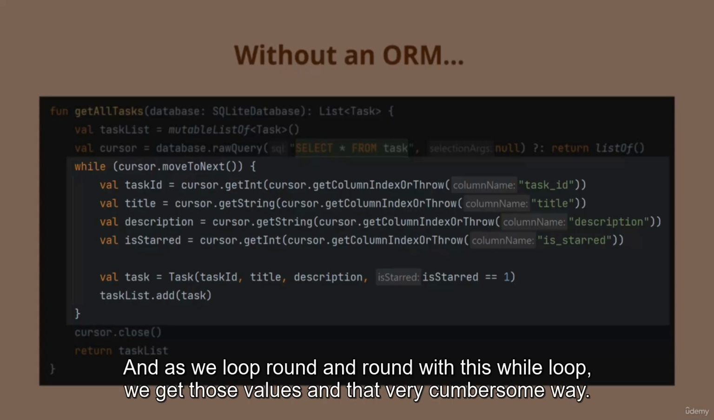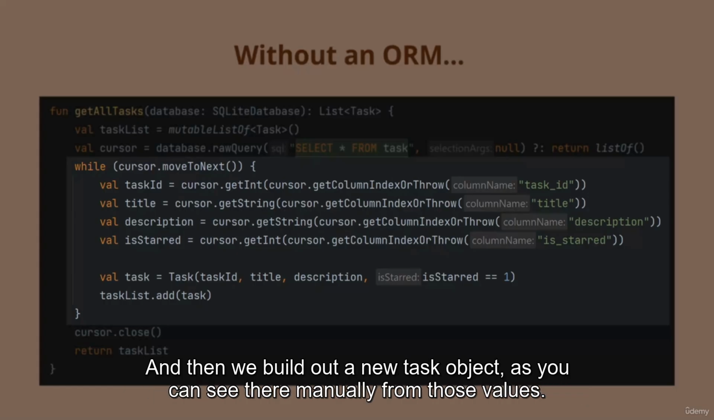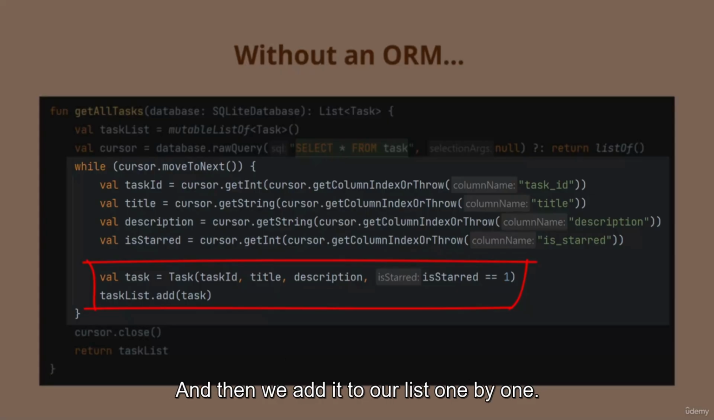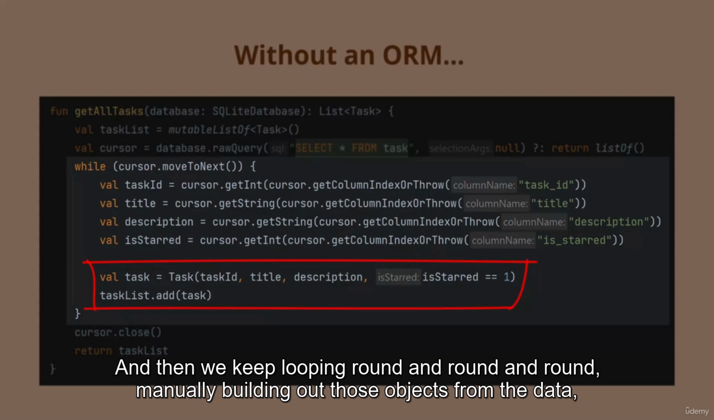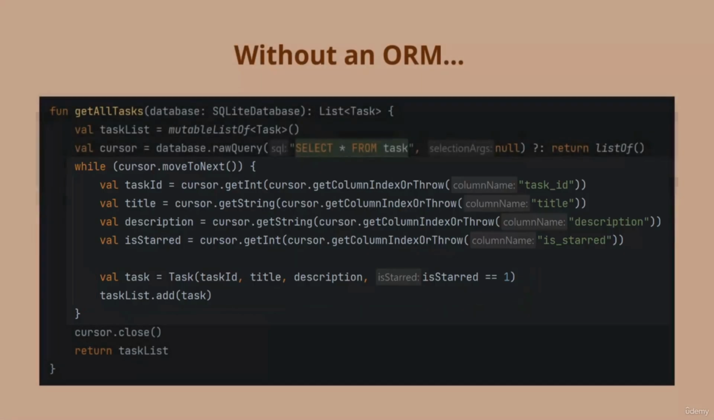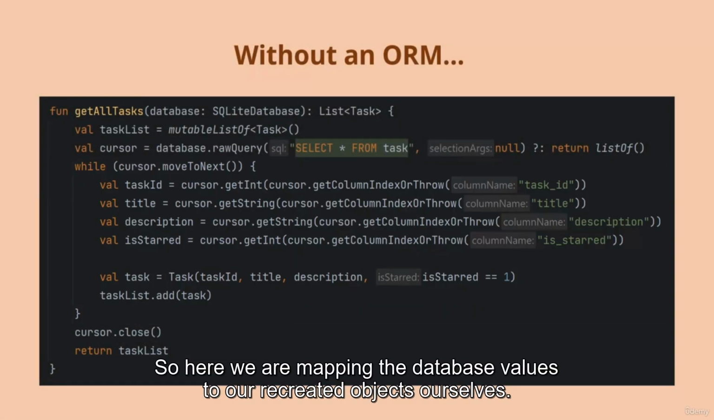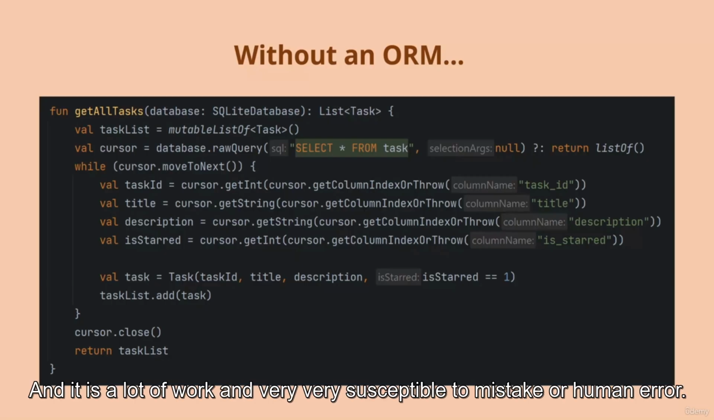Very, very cumbersome. And as we loop round and round with this while loop, we get those values in that very cumbersome way, and then we build out a new task object, as you can see there, manually from those values, and then we add it to our list one by one, and then we keep looping round and round and round, manually building out those objects from the raw data in the database. So here we are mapping the database values to our recreated objects ourselves, and it is a lot of work and very, very susceptible to mistake or human error.